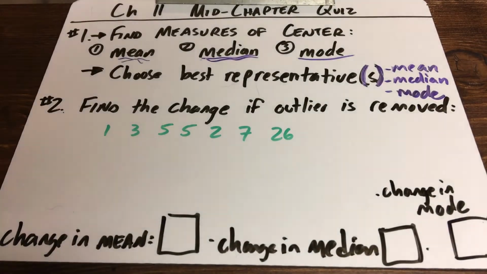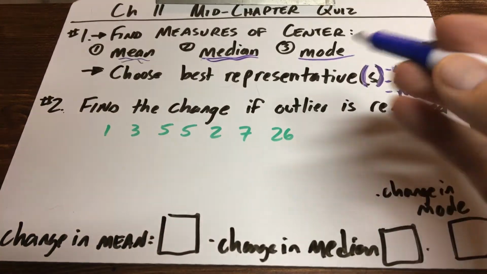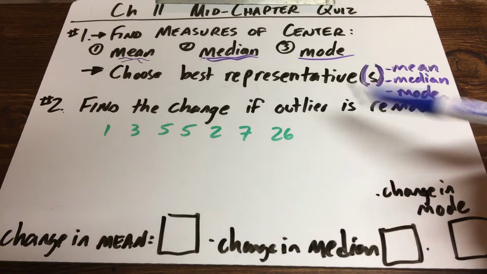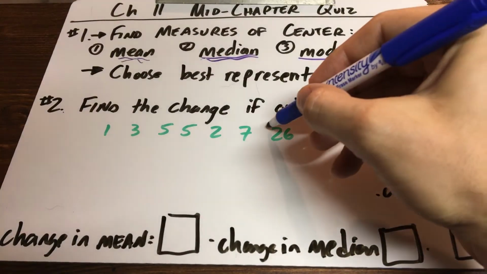Number 2, it's going to say find the change in the measures of center if the outlier is removed. So number 2 is going to require you to do the mean, median, and mode 2 times. For example, here's my list of numbers: 1, 3, 5, 5, 2, 7, 26. Obviously, there's one number that's bigger than all the others. It's right here, 26.